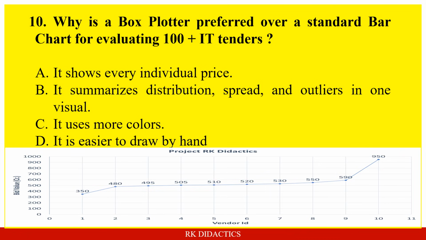Why is a box plotter preferred over a standard bar chart for evaluating 100 plus IT tenders? It shows every individual price. It summarizes distribution, spread and outliers in one visual. It uses more colors. It is easier to draw by hand. So the question is, when a tender gets 100 plus IT bidders, why would we prefer a box plotter in comparison to line and bar graphs?